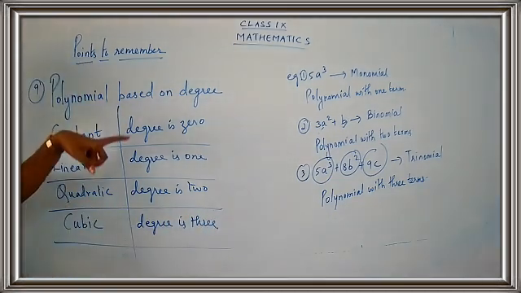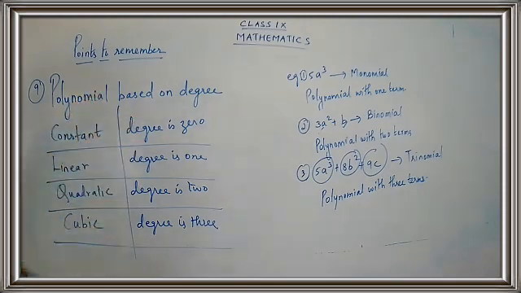I'll just give you some examples and I'll be writing down the definitions there. Okay, children? So what are the 4 different types of polynomial based on degree? You have constant polynomial, linear polynomial, quadratic polynomial, and cubic polynomial. So when the degree is 0, you have to call it constant. No degree means constant.